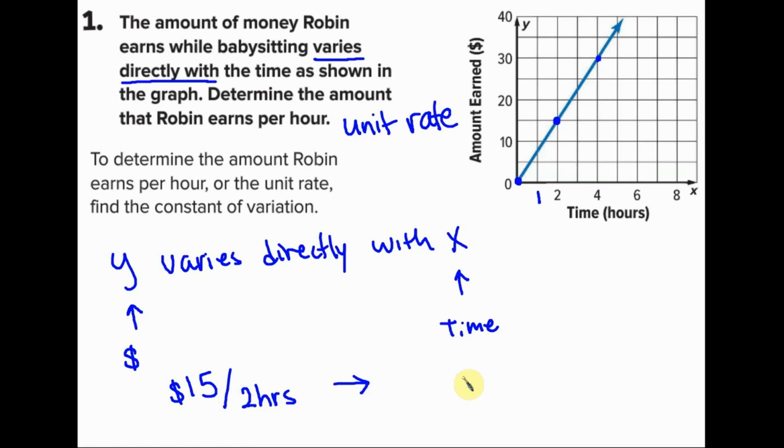If I want to find how much she's earning per hour, then for 1 hour, I divide 2 by 2 to get 1. So do the same thing: 15 divided by 2, I'll get 7.5. That's $7.50. So that's how I know that she's earning $7.50 per hour.